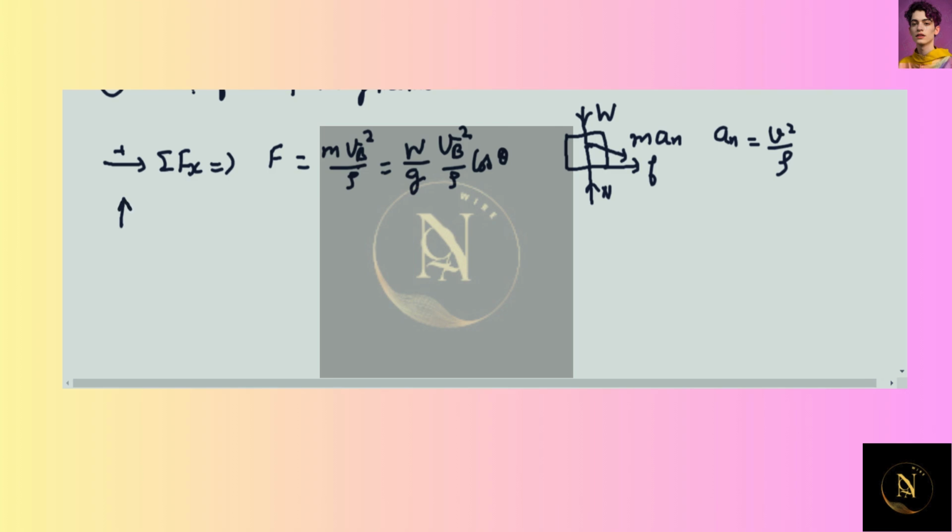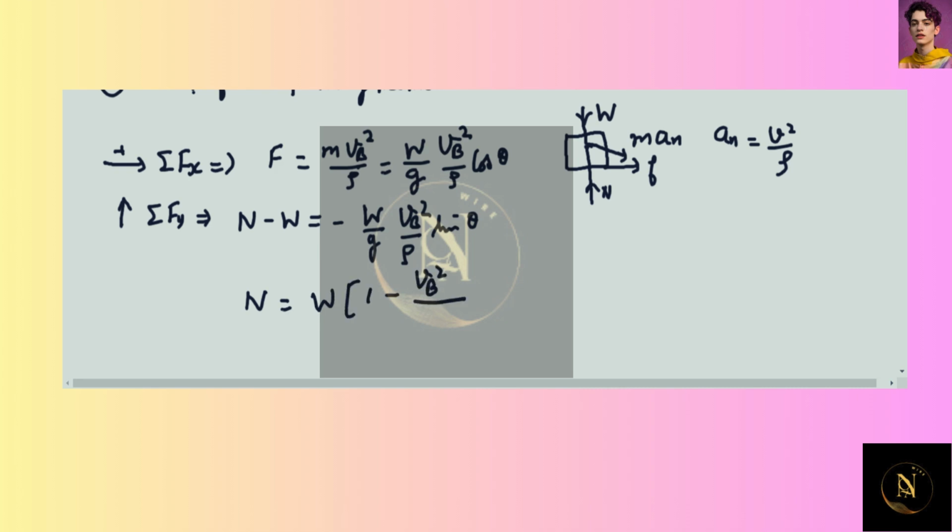Taking the summation of force along this axis, it can be written as N minus weight to be minus weight upon g into velocity square by rho sine of theta. So from here, normal reaction we will get weight into 1 minus velocity v square upon g into rho sine of theta.